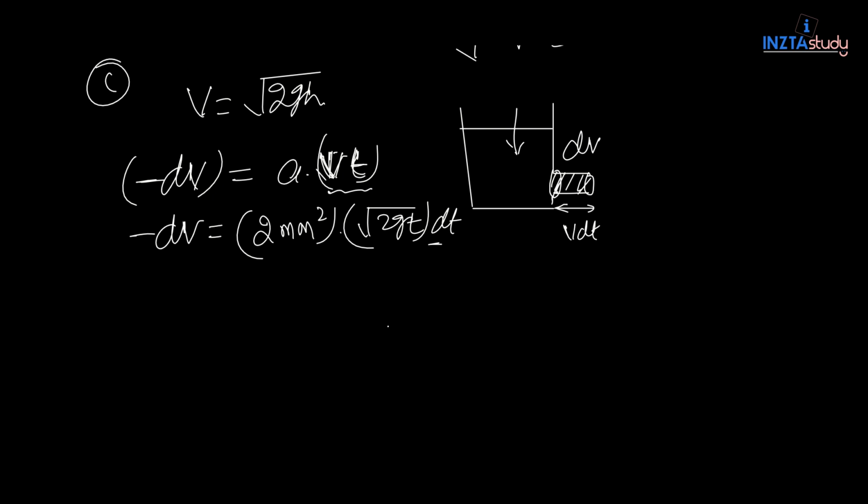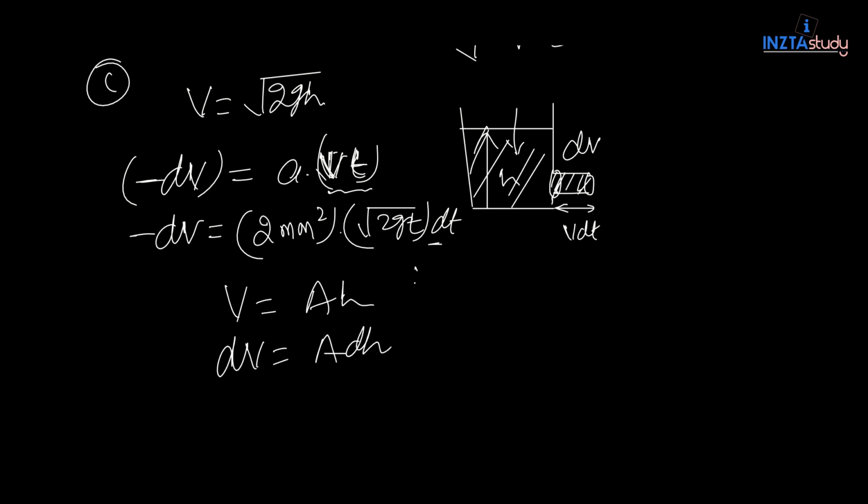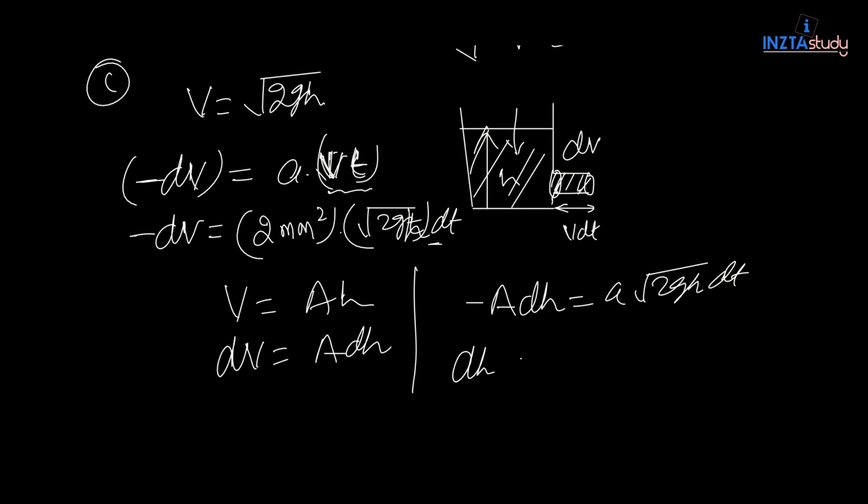Now find the decrease in height dh in terms of units. If the height is h, we can write this entire volume as area into h. So dV is equal to area into dh also. So we can substitute there that minus A into dh is equal to a root under 2gh into dt. So this is h, not t. So dh is equal to minus a by A upon root h into root 2g into dt.